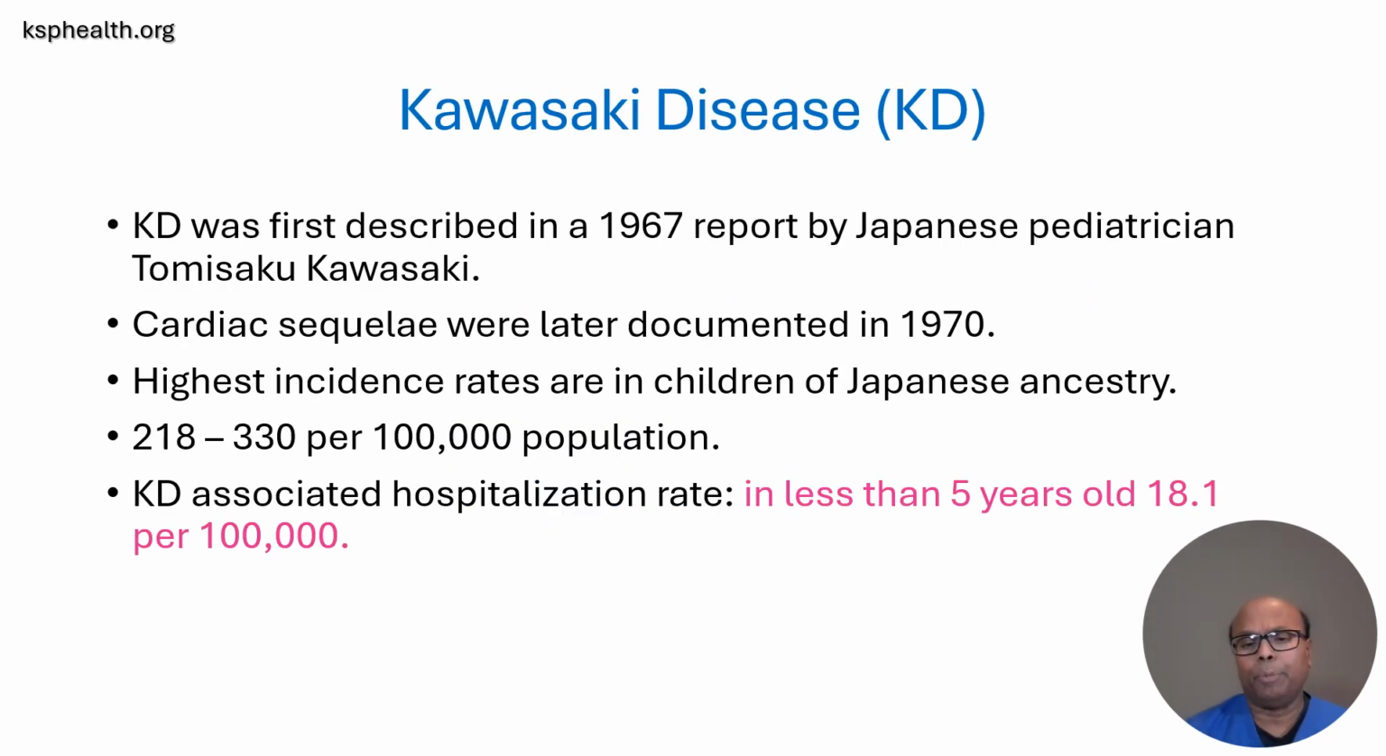Kawasaki disease was first described in 1967 by a Japanese pediatrician named Tomisaku Kawasaki. Cardiac sequelae were later documented in 1970. The highest incidence rates are in children of Japanese ancestry. The incidence is 218 to 330 per 100,000 population. The Kawasaki disease associated hospitalization rate in children less than 5 years old is about 20 per 100,000 population.